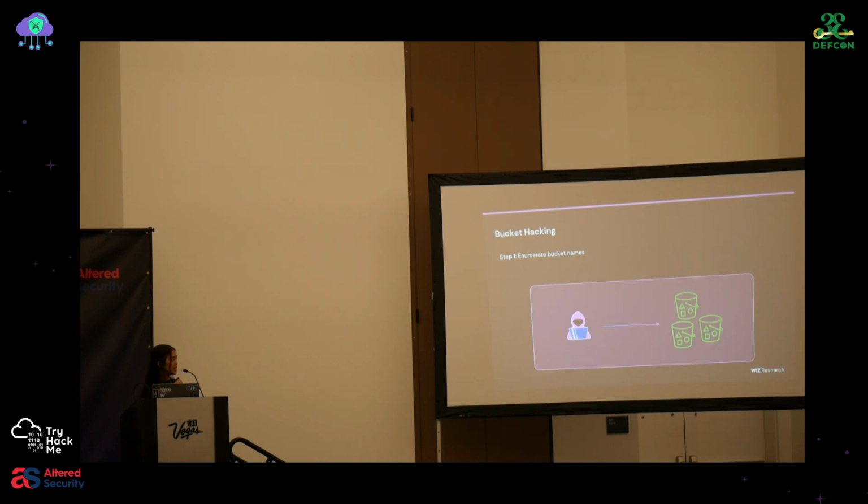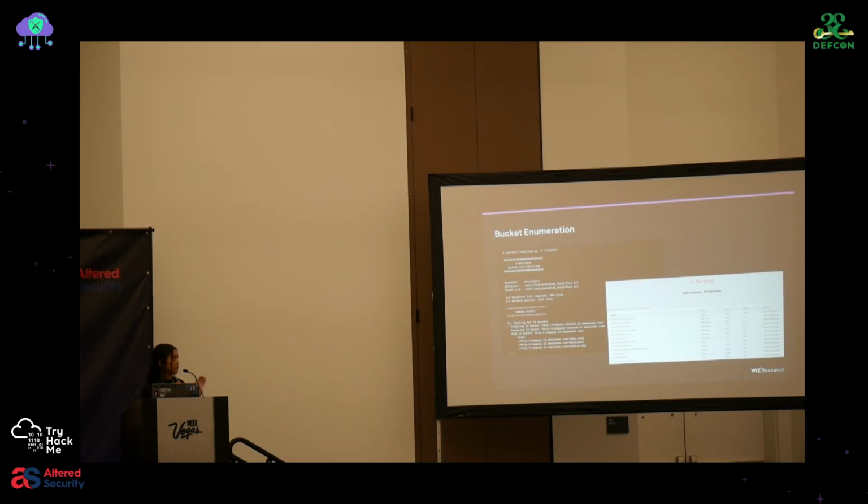But first, let's see how attackers and bug bounty hunters usually do bucket hacking. So this is really a quick one. They start by enumerating bucket names, and once they have a list of buckets, they start scanning them for misconfigurations, which are usually derived from the bucket ACL and bucket policy.